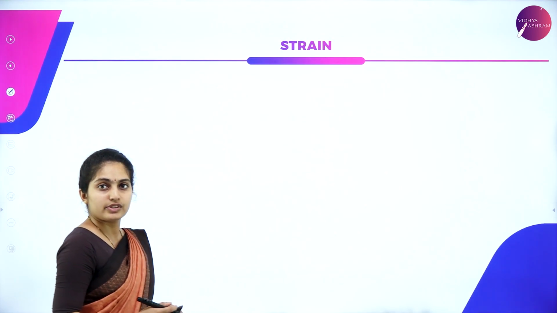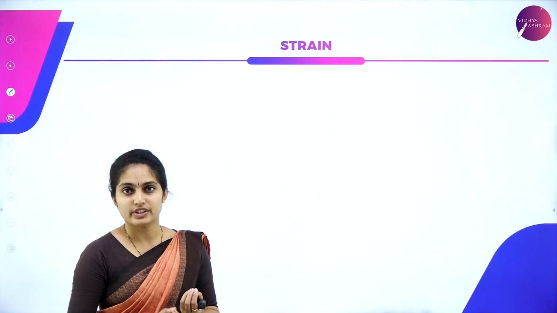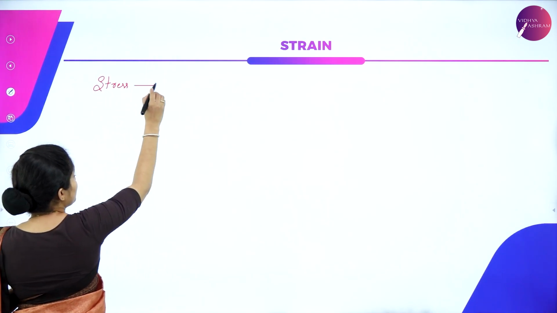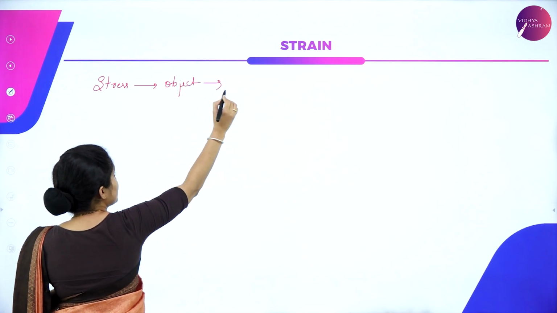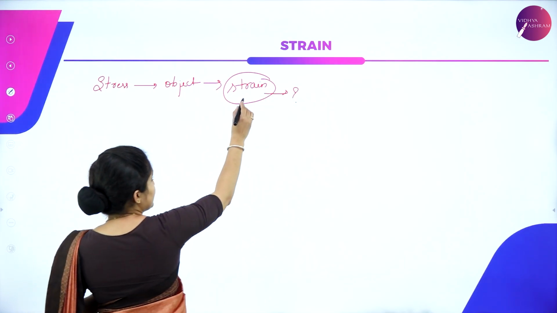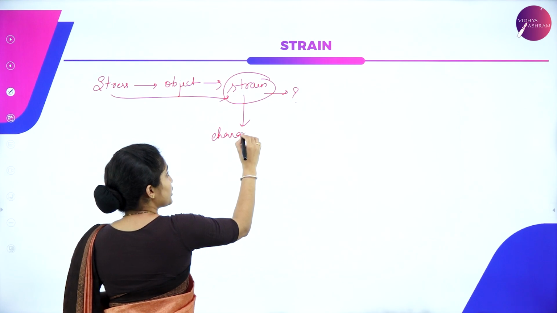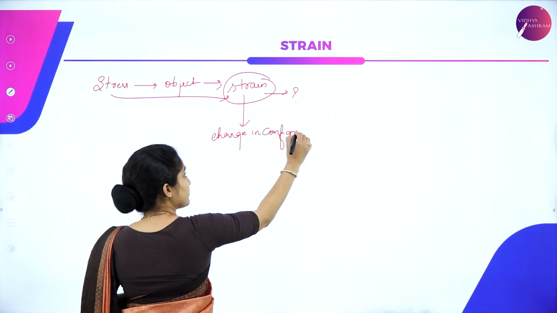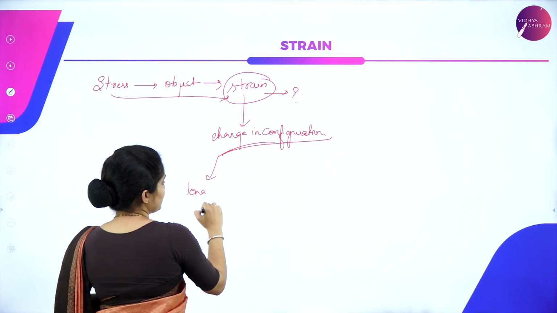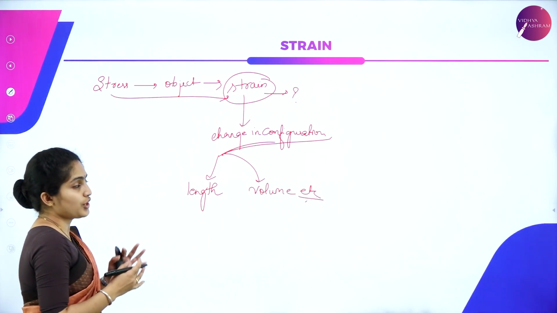So now coming to the next concept, that is strain. So what is a strain? Strain is nothing but the result of the stress you produce. Whenever stress is produced in an object, it undergoes strain. So when the resultant of stress is called strain, it means there has to be some change in its configuration, maybe lengthwise, maybe volume-wise, etc. Correct?